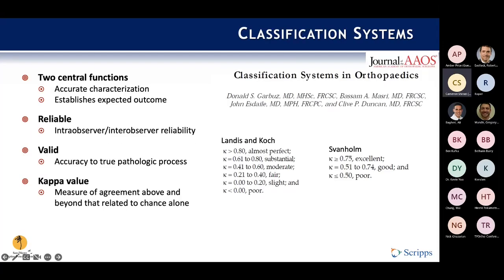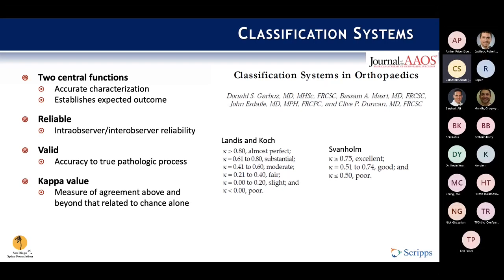Just trying to determine what exactly is a good classification system. It must characterize the nature of the problem and then guide treatment and decision making. And ultimately, in orthopedics or any other specialty, you want to improve the outcomes based on this. And it should also establish expected outcomes for the natural history of a condition or an injury.